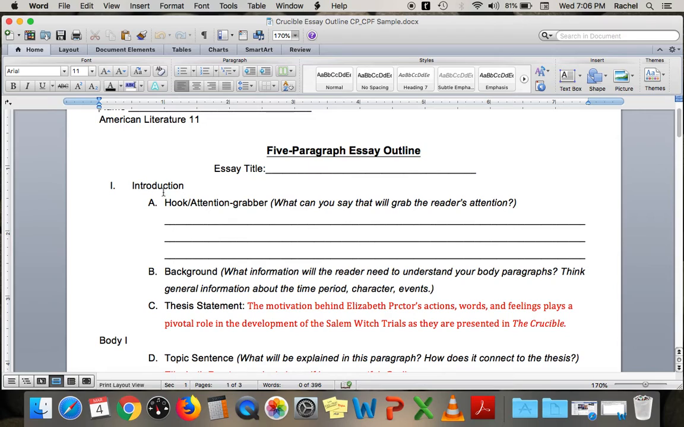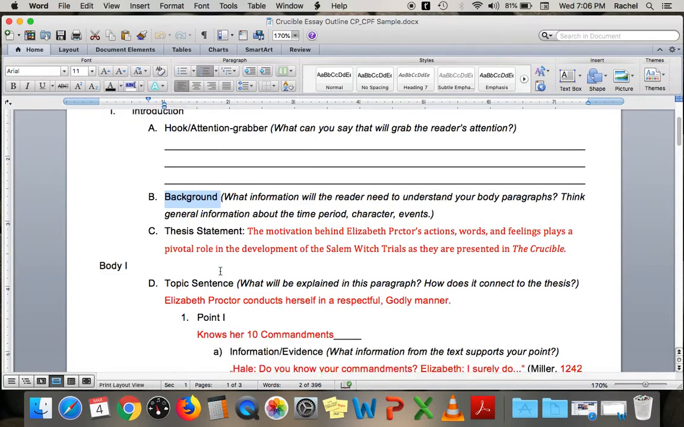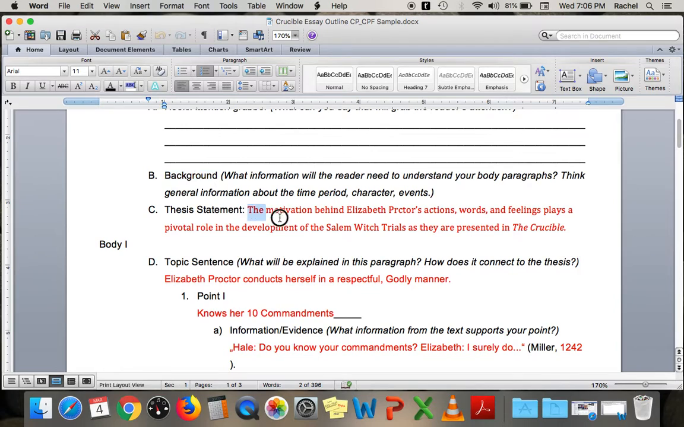Okay, you do not need to worry about the hook and attention grabber right now. We're going to deal with that next week. Same thing applies for your background information. Your thesis statement is, again, going to be either something that you write yourself, or a copy and paste of what was on the actual assignment sheet. So in this case, I'm going to be doing a character analysis and focusing specifically on Elizabeth Proctor.